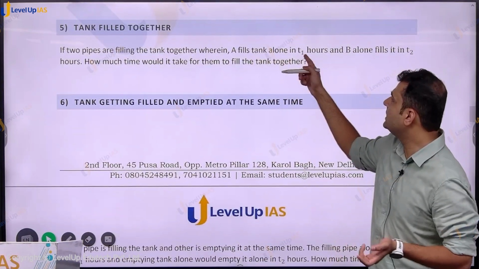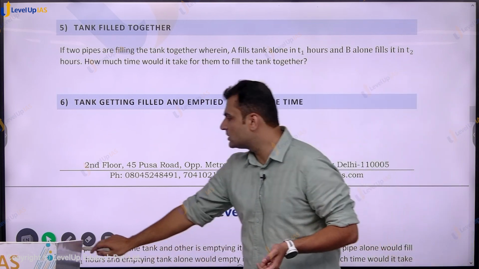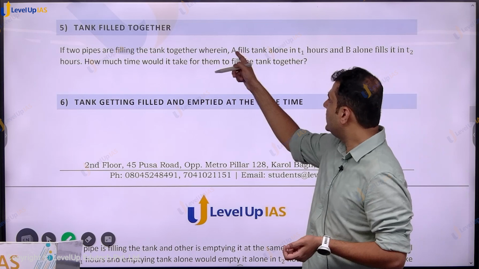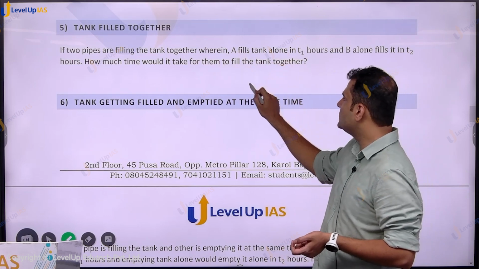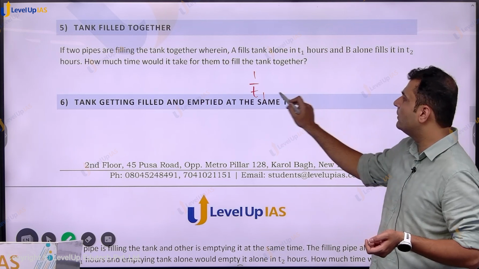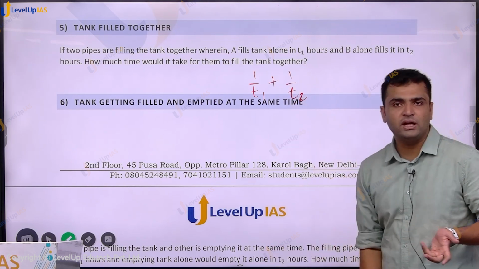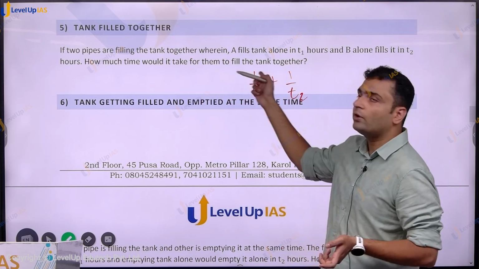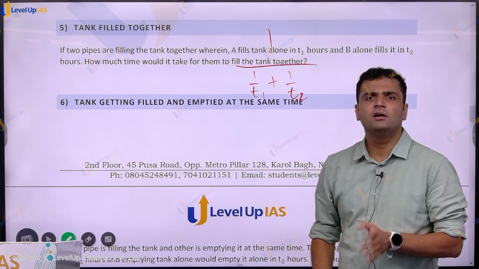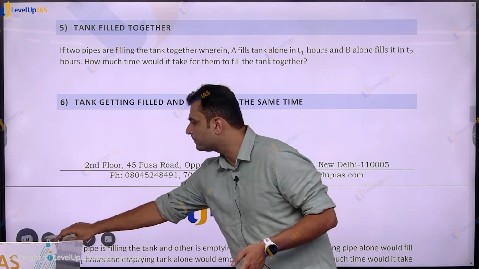A fills tank in T1 hours and B alone fills tank in T2 hours. So how much time would it take for them to fill a tank together? Because pipe A fills tank in T1 hours, in 1 hour it will fill 1 by T1 tank. B fills tank in T2 hours, so another 1 by T2 in 1 hour. So together this much tank will get filled in 1 hour. So how much time for tank to get filled? 1 upon this, just like we did for time and work problem. Exactly similar.